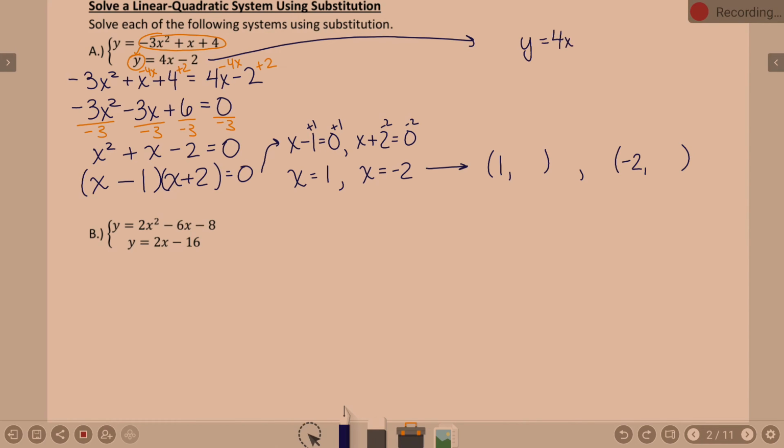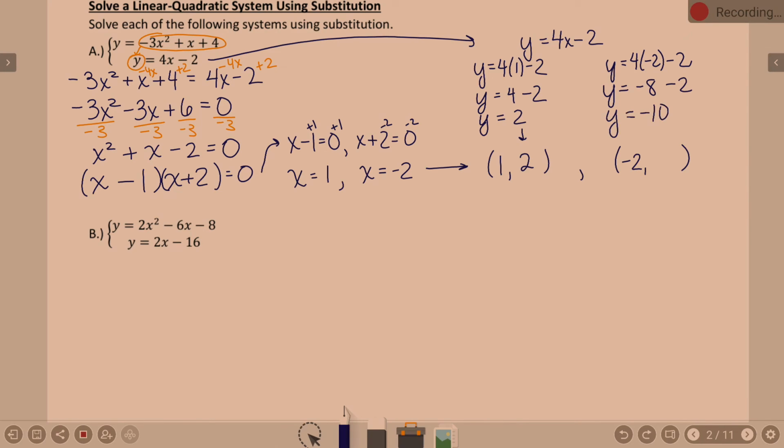So y equals 4x minus 2. So when we plug in 1, you get 2. 4 times 1 minus 2 is 4 minus 2, and we have 2. When we plug in negative 2, 4 times negative 2, minus 2. 4 times negative 2 is negative 8. Negative 8 minus 2 is negative 10. So how do you know which equation?